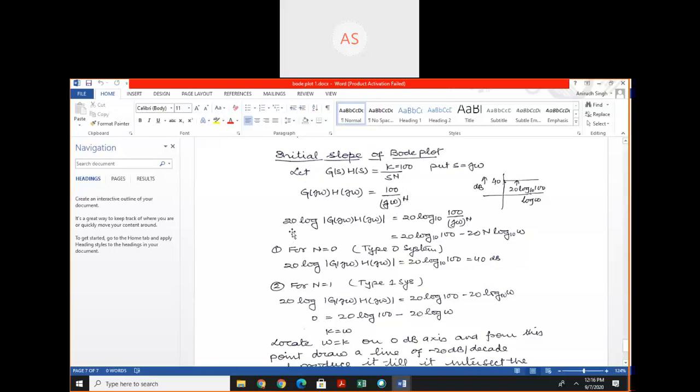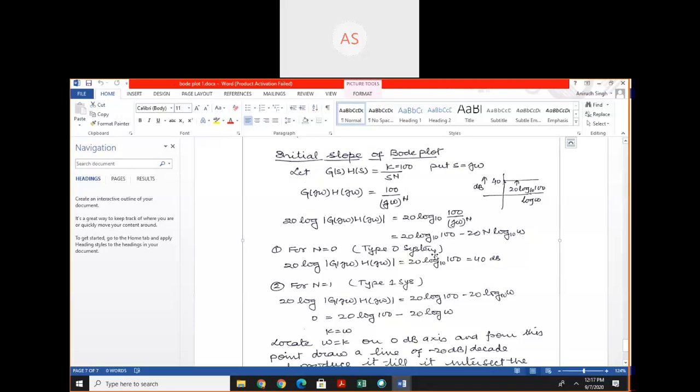If we take the log of the magnitude of G and H and multiply by 20, then 20 log mod of G(j omega)H(j omega) is equal to 20 log of 100 divided by (j omega) raised to the power n. And this is written as 20 log 100 minus 20 n log omega.